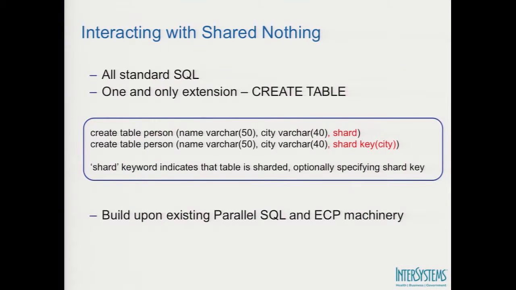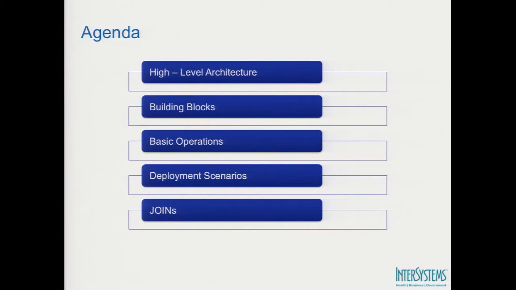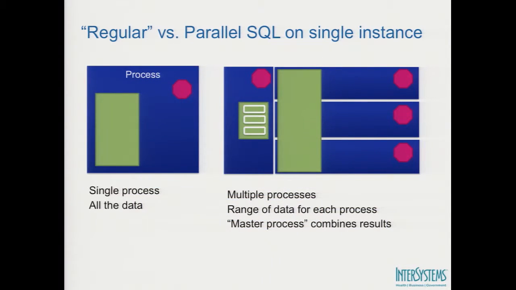And speaking of building blocks, we have had them in Caché for many years already: the parallel SQL machinery and the ECP machinery. Let's examine those in a little more detail. If you compare regular SQL to parallel SQL within a single instance, in regular SQL you have one worker process that accesses all the data it needs and delivers results. So even if your machine has 24 cores, you still utilize a single process, a single core, to process and deliver results.